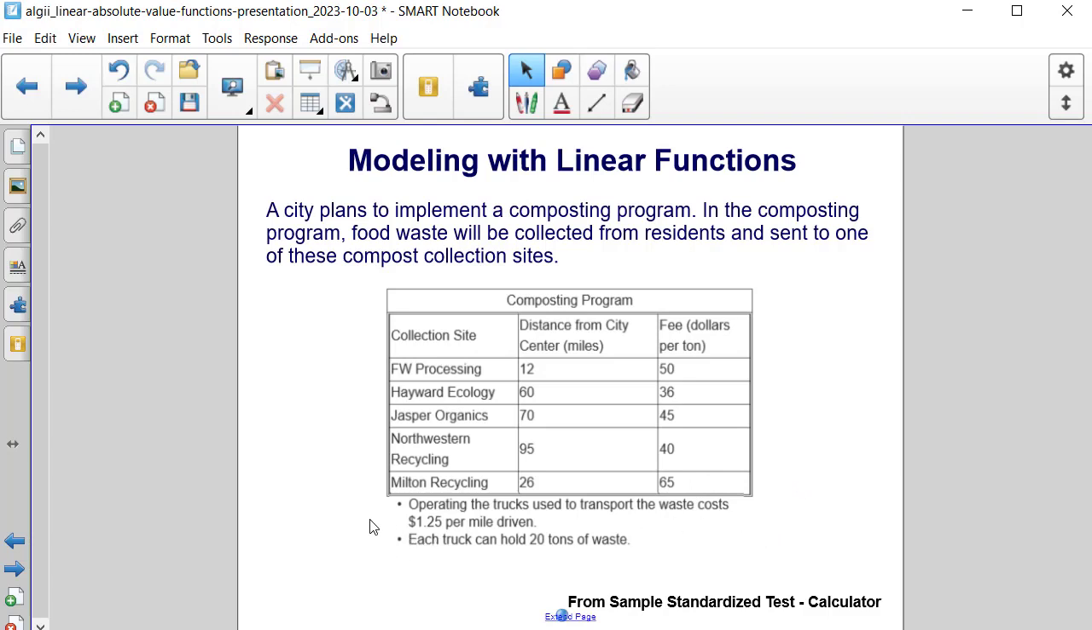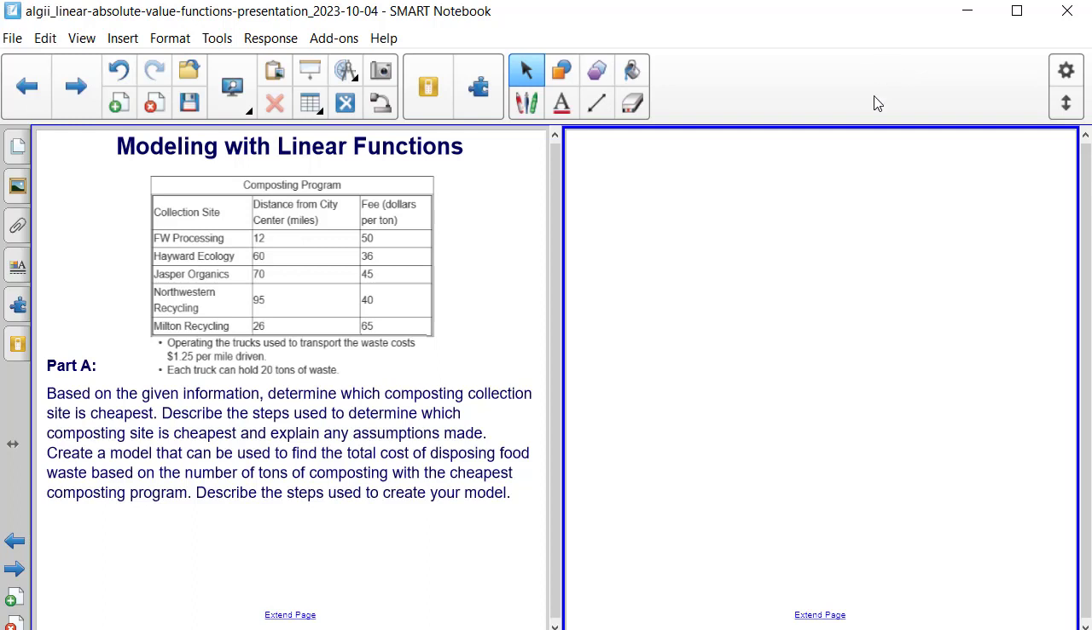It's also important to note that operating the trucks used to transport the waste costs $1.25 per mile driven, and each truck can hold 20 tons of waste. Part A. Based on the given information, determine which composting collection site is the cheapest. Describe the steps used to determine which composting site is the cheapest, and explain any assumptions that were made.